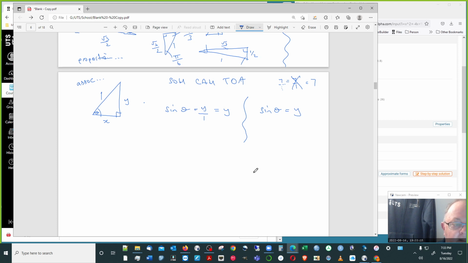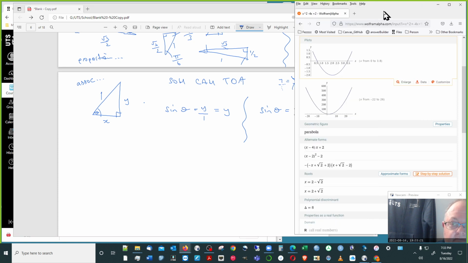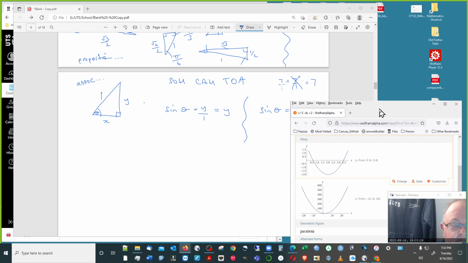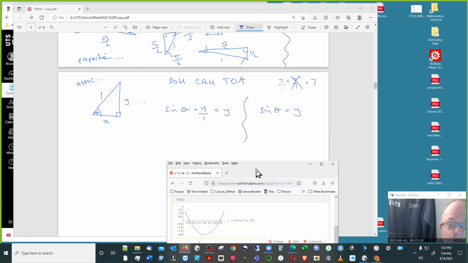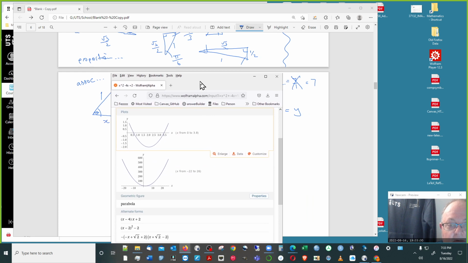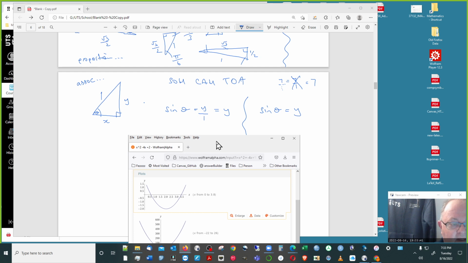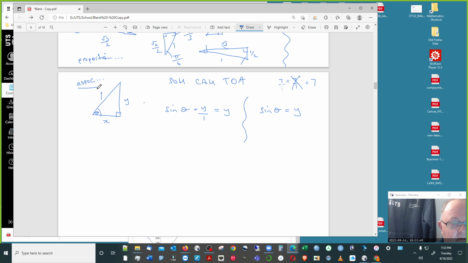What's another name for y? Another name for y is sine theta. Really? We just did it. On a unit circle, we can make this association.